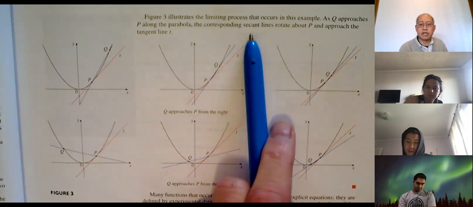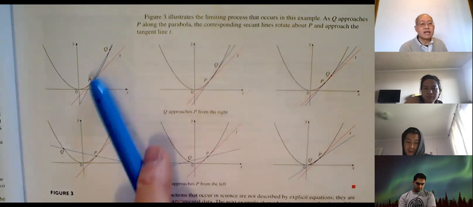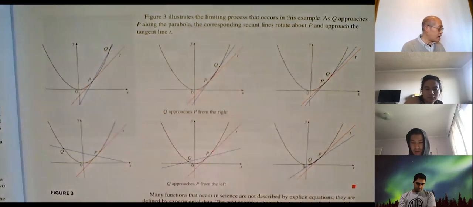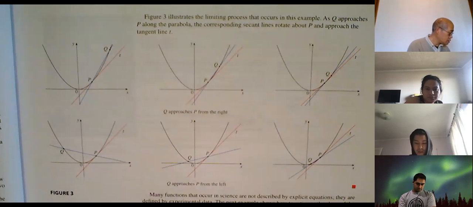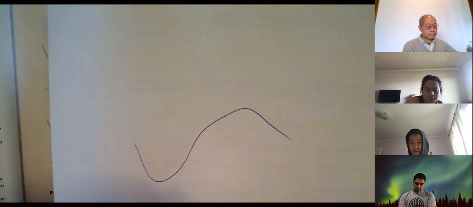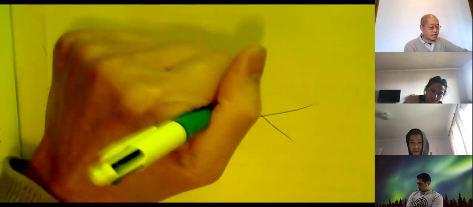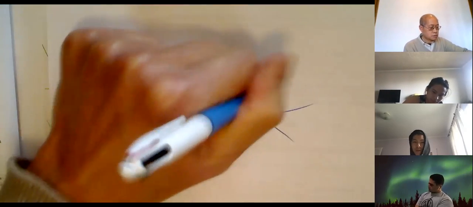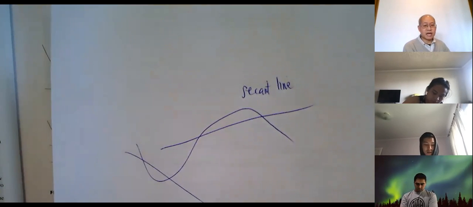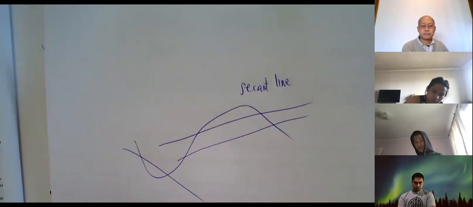S-E-C-A-N-T, just like a trig secant. So what's a secant line? It's a line that touches 2 points of a graph. Okay? So if you have any graph, and you touch 2 points, that's a secant line. It touches 2 points. There's another secant line. Okay? So these are all secant lines.